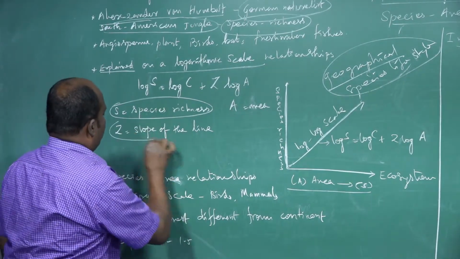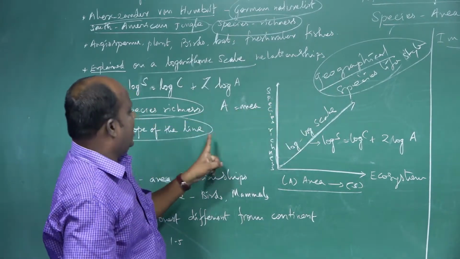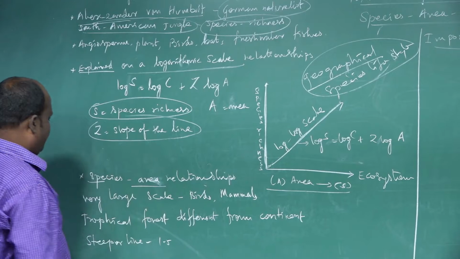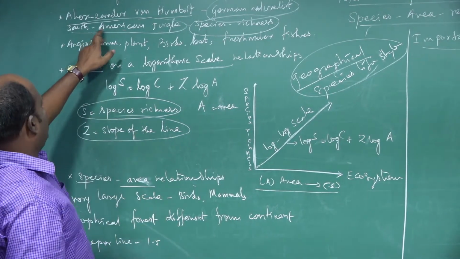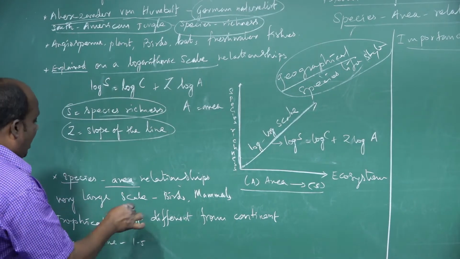So in a slope the line, which means the gradual populations are increased. They are explained by the formula. Next one is species area relationship, at a very large scale, which means from the South American jungles, I mean the forest. The large scale.